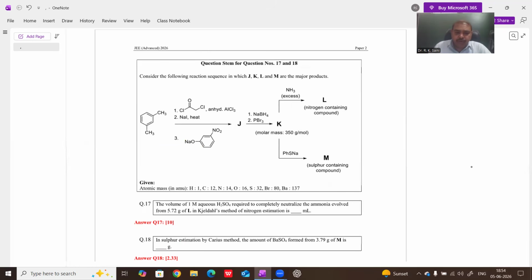Very important question from organic chemistry. First, 1,3-dimethylbenzene, or we can say m-xylene, reacts with 2-chloroethanoyl chloride with anhydrous AlCl3, an acetylation. The methyl groups are ortho-para directing, and hence the major product may be para. Therefore, the major product of this reaction is as shown.